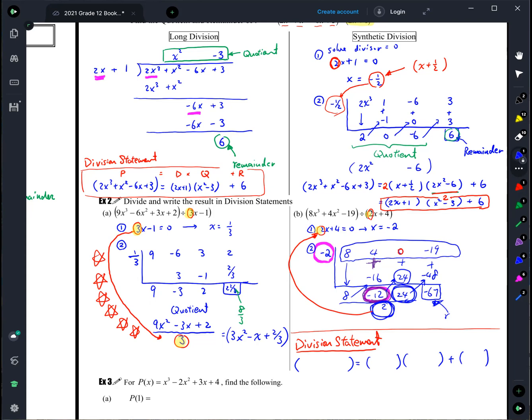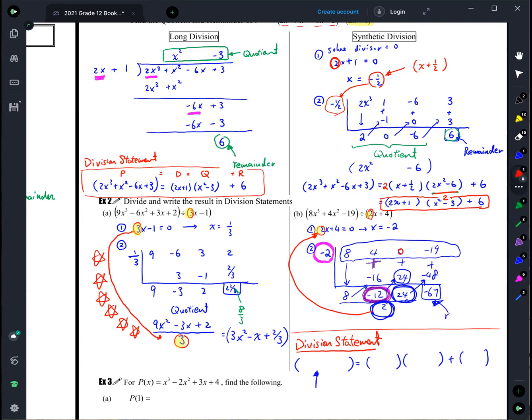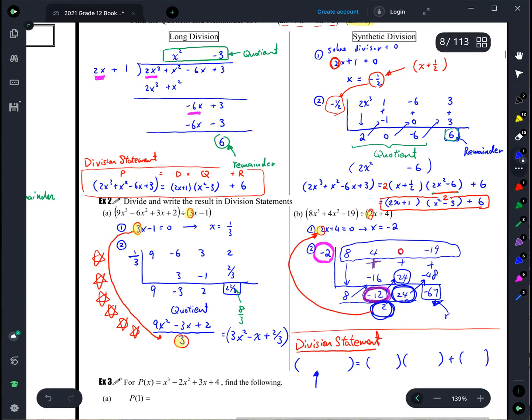Okay, so the division statement. What's the dividend? Eric, what do we put in here? Division statement, the first blank is for dividend. Which one is the dividend here? Do you know what a dividend is? The number or the thing being divided. So it's like the original one, 8x³ plus 4x² minus 19. Okay, now you are in the game.